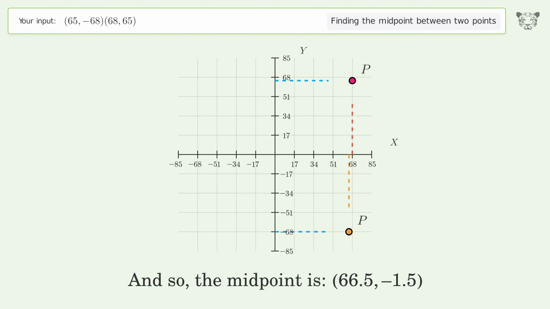And so, the midpoint is 66.5, negative 1.5.